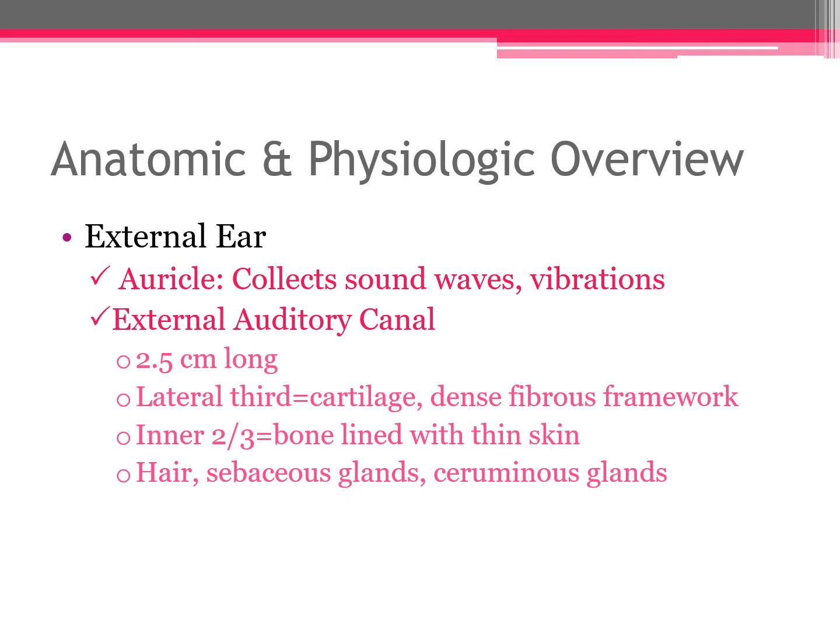All right, so then the next couple of slides are basically just going over the different structures. So this is the anatomic and physiological overview. So we've already mentioned what's in the external ear. So we said it's the auricle, and some of the functions are collecting sound waves and vibrations. Then we have the external auditory canal, at least 2.5 centimeters long. It's a dense fibrous framework. Let's see, there's hair, sebaceous glands, and ceruminous glands in there as well.